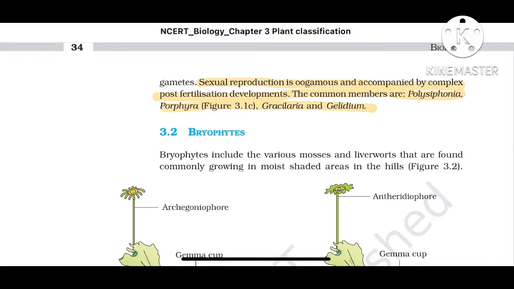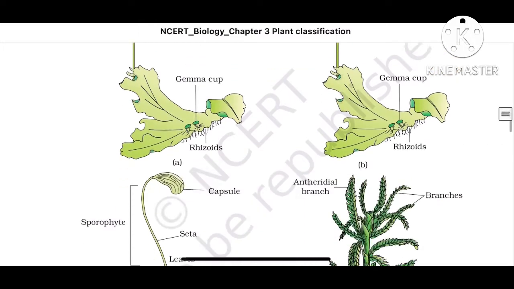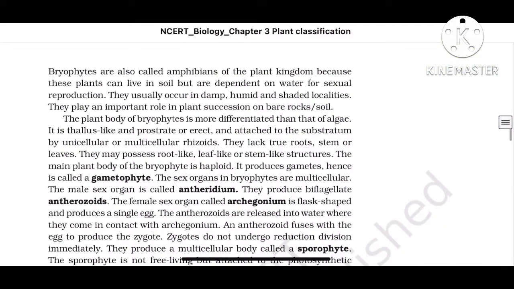Bryophytes. Bryophytes include the various mosses and liverworts that are found commonly growing in moist shaded areas in the hills. Bryophytes are also called amphibians of the plant kingdom because these plants can live in soil but are dependent on water for sexual reproduction. They usually occur in damp, humid, and shaded localities. They play an important role in plant succession on bare rocks or soil.